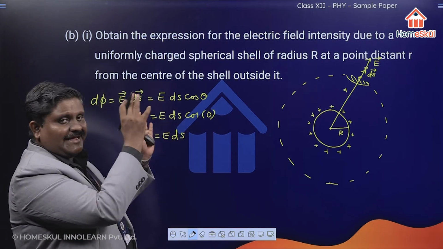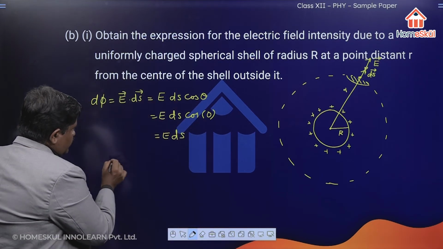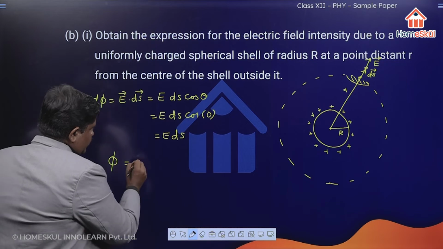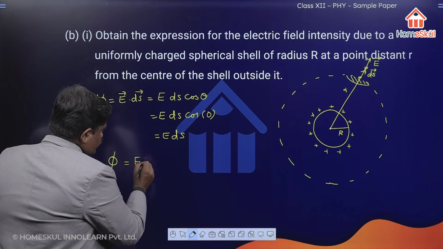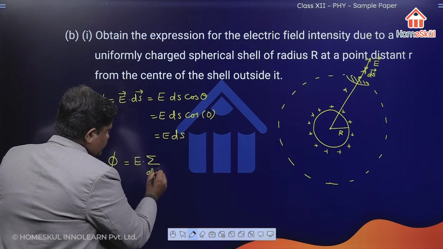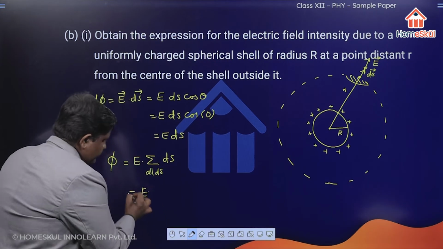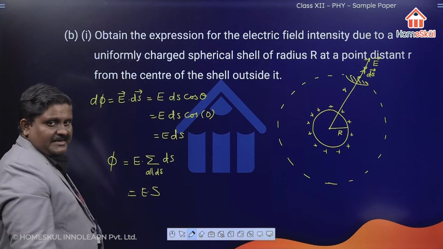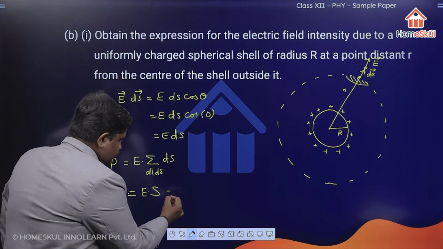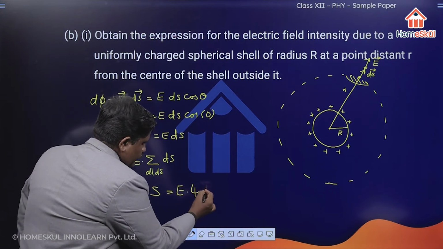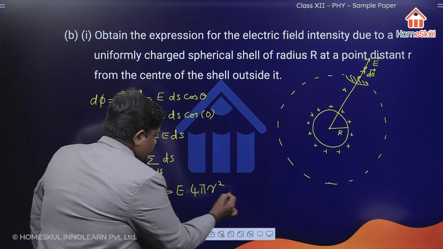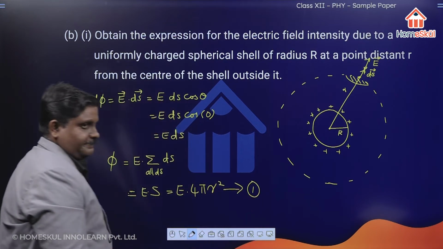When we consider the entire Gaussian surface, we have to write it as phi is equal to E into sigma all dS, that is equal to E into sigma all dS can be written as S, that is equal to E into 4 pi r square. So this is our equation 1.